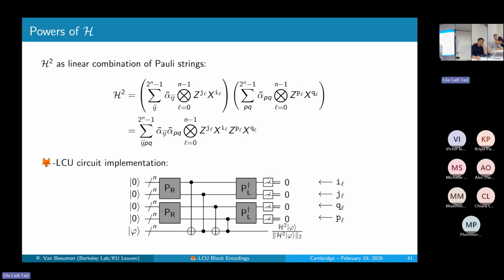Now, since we have H squared, we don't have 2n, but we have 4n ancilla qubits. But the nice thing is, we can do these PRs. We can show that we can just have exactly the same PR for this one, but just repeat it. And so that's keeping the circuit depth exactly the same. So we have now I, J, P, Q, and P here.